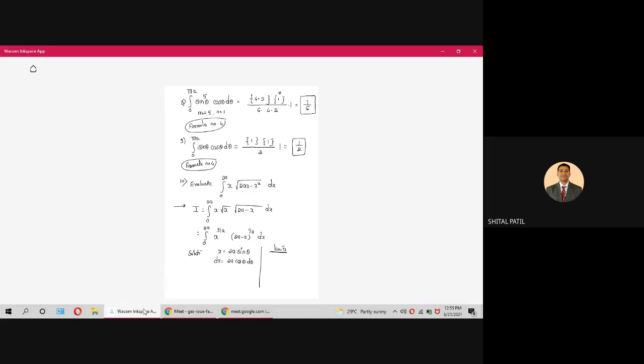Limits. We know the limits of x. We want to find the limits of theta. Substitute x equal to 0. 0 divided by 2a, 0. Sin theta equal to 0. When sin theta is 0, theta is 0. Substitute x equal to 2a. 2a divided by 2a, 1. Sin theta is 1. When sin theta is 1, theta is pi by 2. Okay. Use all substitutions in the above integral. You will get the required answer.